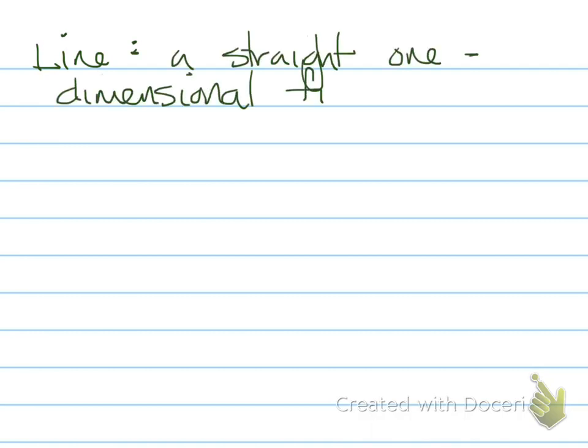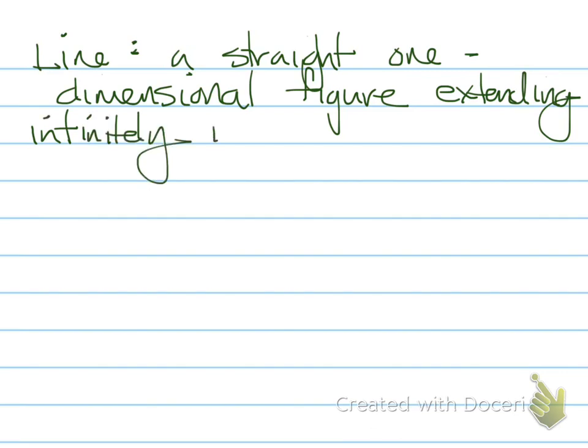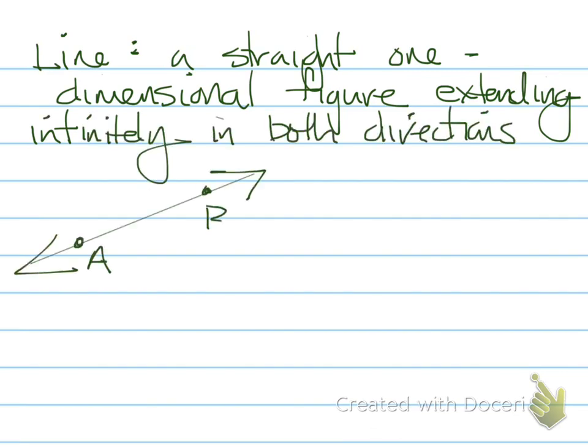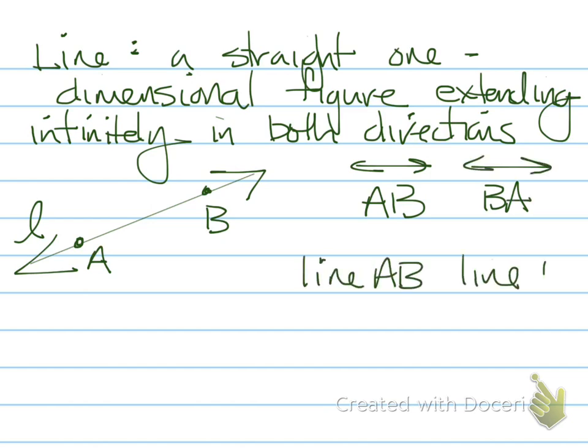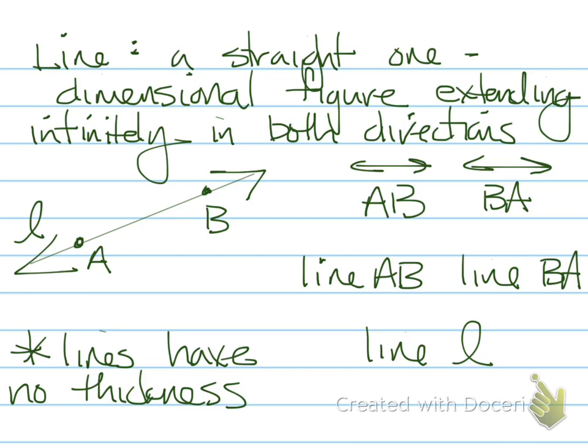A line is a straight, one-dimensional figure extending infinitely in both directions. There are several ways that you can name a line. You can use, in its symbolic form, 2 points on the line with a double-sided arrow above it. You can write out the word line and then 2 points on the line. Or if there is a cursive or script, usually lowercase letter next to the line, you can use that script letter to name the line. And just like points have no size, lines have no thickness.